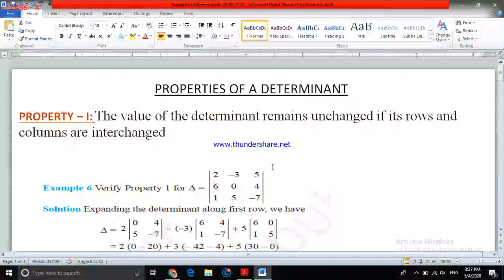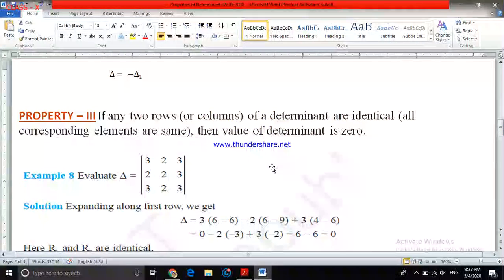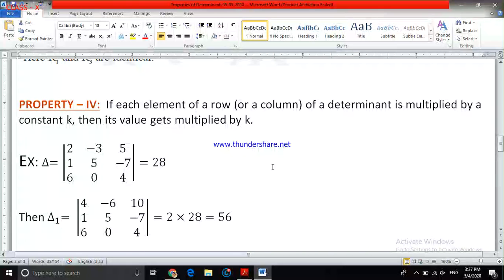What is the first property? If you interchange rows and columns, the determinant remains the same. That is, the determinant of A is the same as the determinant of A transpose. The second property is that by swapping any two rows or columns, the sign of the determinant will change. If it is positive, it becomes negative; if it is negative, it becomes positive. The third property is if any two rows or two columns are equal, then the determinant has to be 0. And the fourth property is if any row or column is multiplied with a constant, then the value of the determinant also will be multiplied by the same constant.